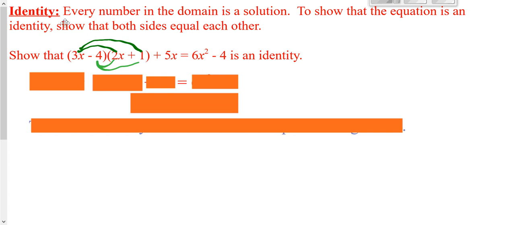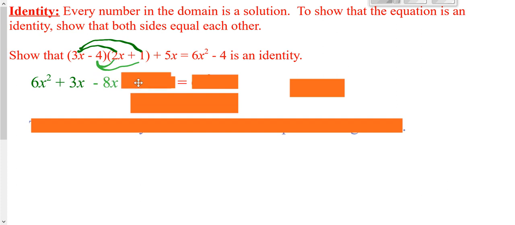Multiply your first term of 3x times your 2x, your 3x times your 1. Then take our inner terms, negative 4 times our 2x, our negative 4 times our 1, and then bring down our 5x. Right-hand side, there's nothing we can do to it. We'll just bring that down.